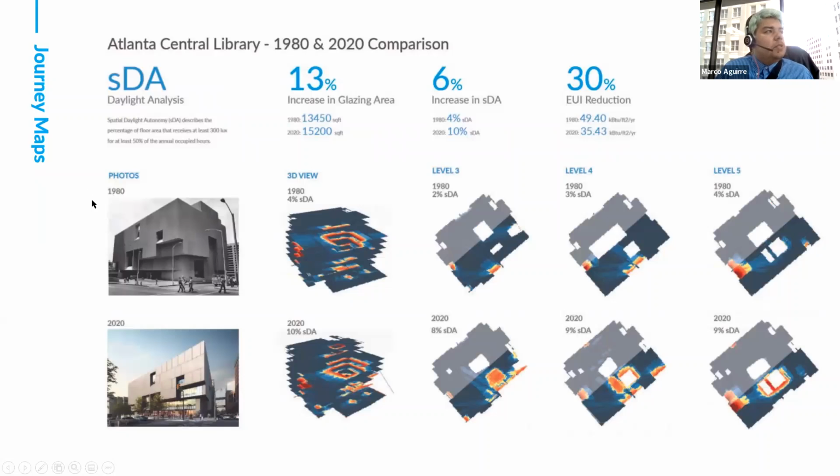Another type of journey map. So this is a renovation case study that we have in the Help Center. This is the Atlanta Central Library, which is actually right behind me in my video. This was looking at adding additional glazing to the south facade and what the additional sDA would be, and also recording what the impact on energy would be. So the 1980s design, and then the 2020 proposed renovation, and what the additional sDA, or when that space would be sufficiently naturally daylit, would look like.